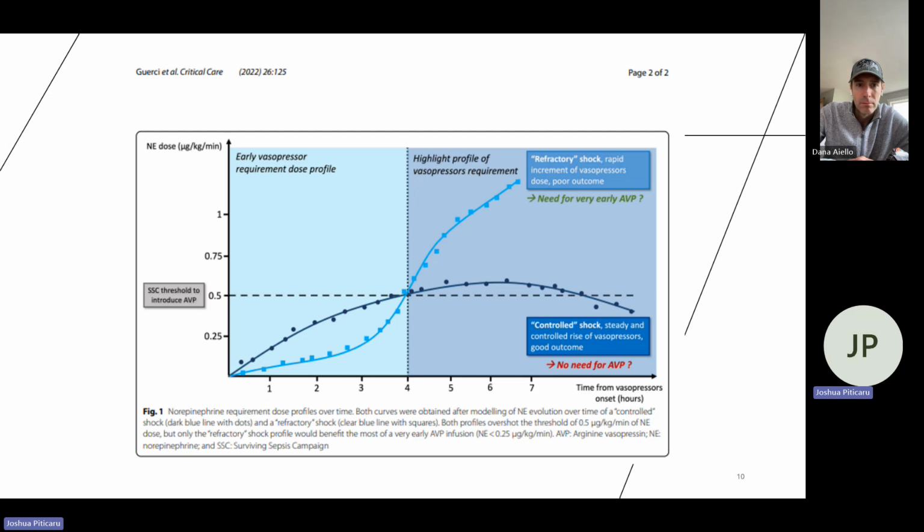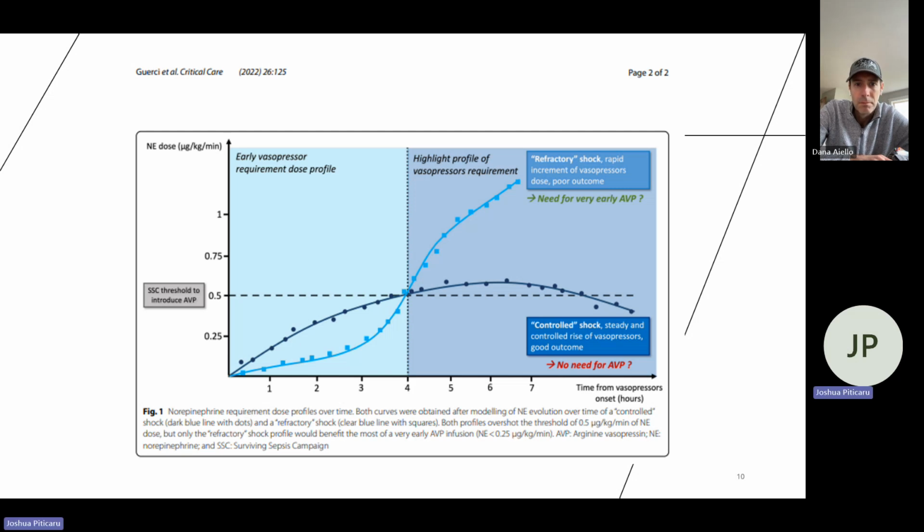And this one is a 2022 study. You see the name of it up here is Gorsi et al., Critical Care. They show 2 kinds of patients. There's a pattern of how fast the levophed or the pressor requirements go. Like this is levophed, and they call it refractory shock. These are the people where, after a few hours, you just see the levophed requirement skyrocket. And there are other people who have something called controlled shock, which is a steady and controlled rise of vasopressors. And this is where the good outcomes are.